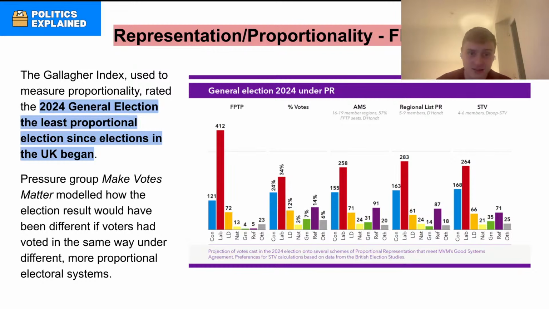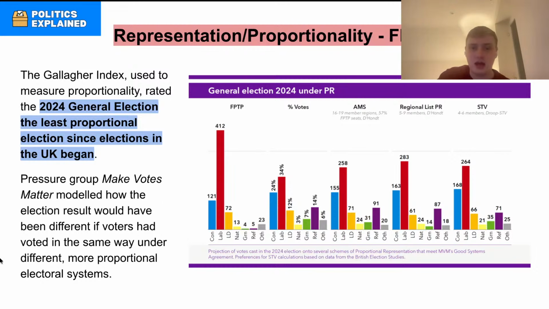Crucially, the 2024 election was measured using the Gallagher Index as the least proportional election since elections in the UK began. It's a really stark example, and this is why I think it's quite likely Edexcel will ask a question on first past the post quite soon, because it's so topical.